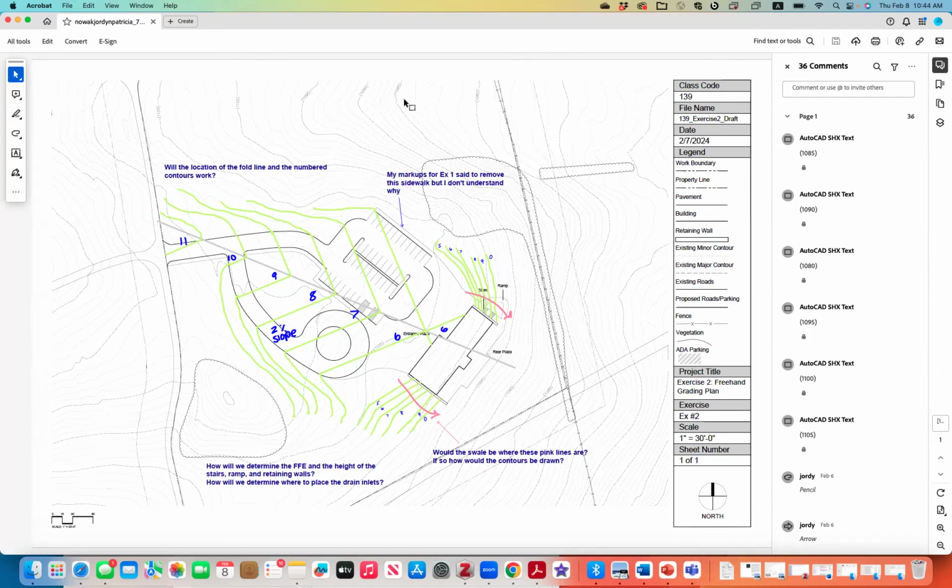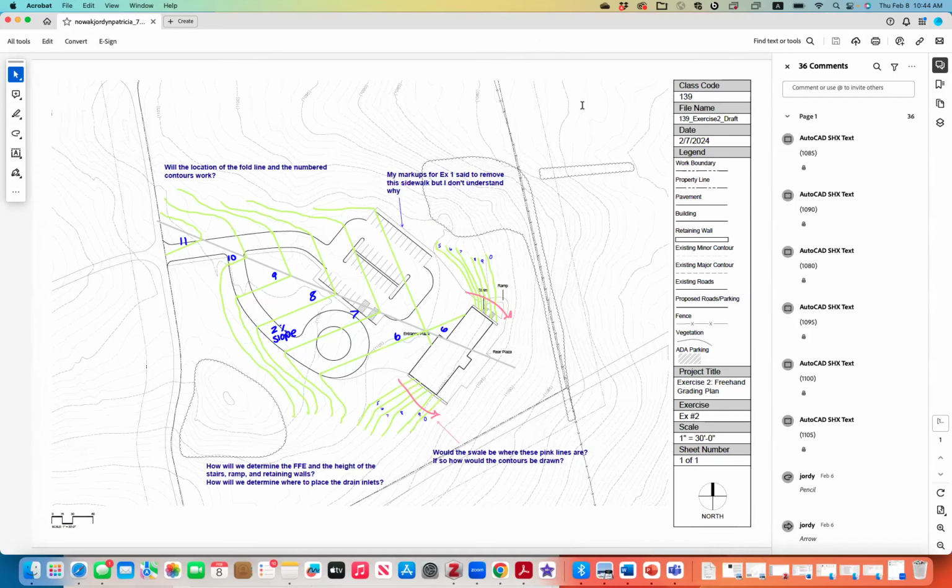Okay, now we are back. Okay, would the swale be here where the pink lines? Nope, that's not where it is. If so, how would the contours be drawn? Okay, let's go ahead and get started on reviewing the contours first for this submission.